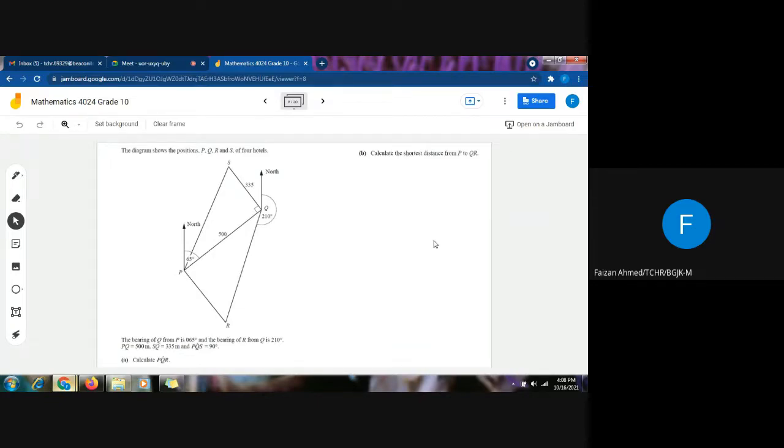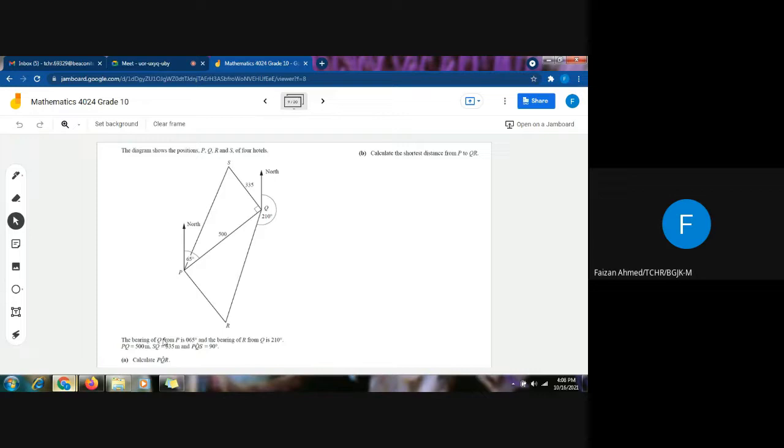The third question on bearing. In this question, we have four hotels P, Q, R, and S, and the diagram is already drawn. This diagram is showing us the location of four hotels P, Q, R, S. The data is given and it has already been labeled on the figure as well.